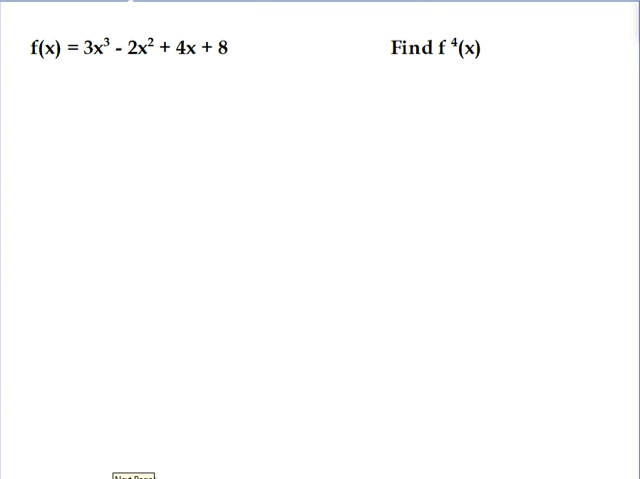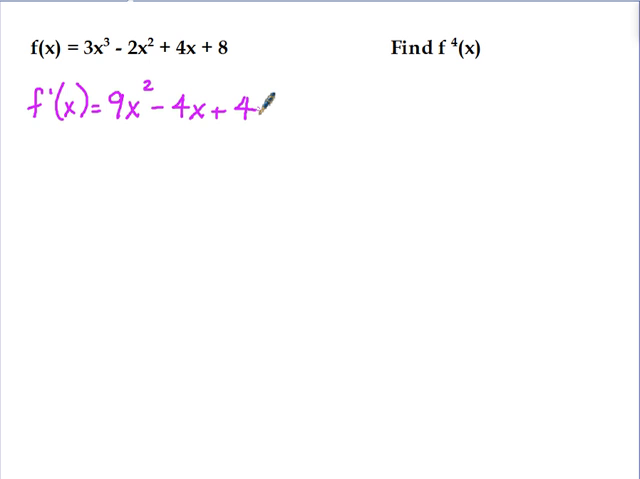So if they give me f of x and they want me to find f to the fourth, we just have to take the derivatives in order. So we would take the first derivative, f prime, and we would use our power rule. So this would become 9x squared minus 4x plus 4. And that's just using the rules that we had been using before.